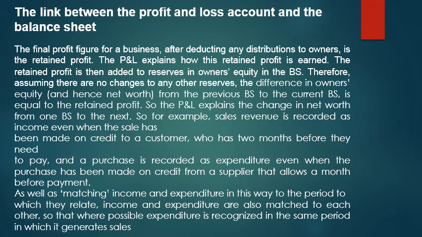So, for example, a sales revenue is recorded as income when the sale has been made, even on credit to a customer who has 2 months before they need to pay, and a purchase is recorded as expenditure even when the purchase has been made on credit from a supplier that allows a month before payment, as well as matching income and expenditure in this way to the period to which they relate. Income and expenditure are also matched to each other so that the expenditure is recognized in the same period in which it generates sales.